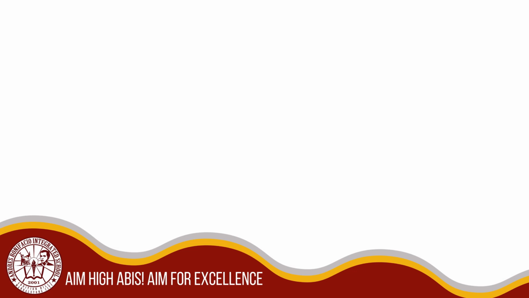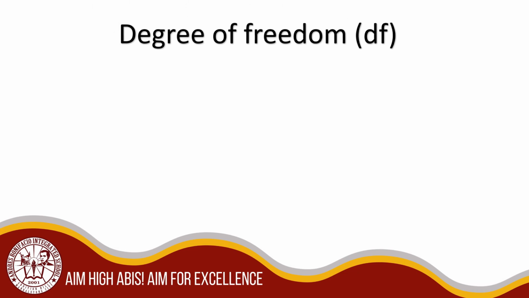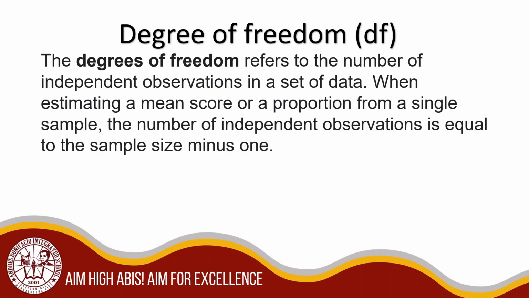Now let's talk about one of the requirements in finding the value or the t-value of a t-distribution. This is what we call the degree of freedom or DF. Ano ba tong degree of freedom na to? So the degrees of freedom refers to the number of independent observations in a set of data. So when estimating a mean score or a proportion from a single sample, the number of independent observations is equal to the sample size minus 1. So we have DF is equal to n, which is the sample size, minus 1.